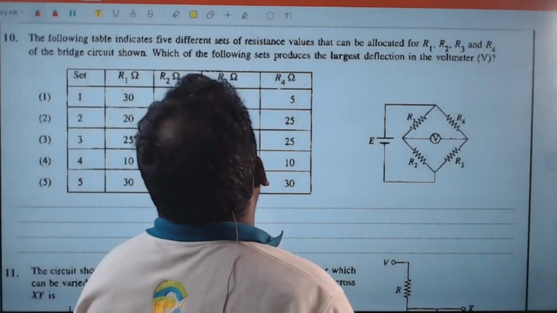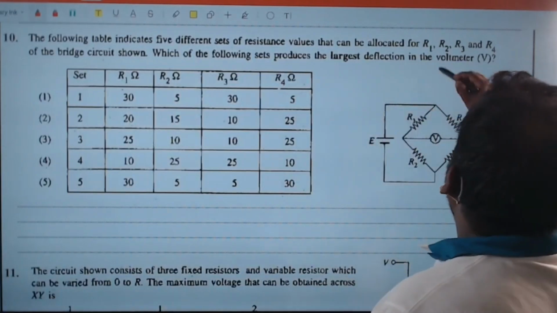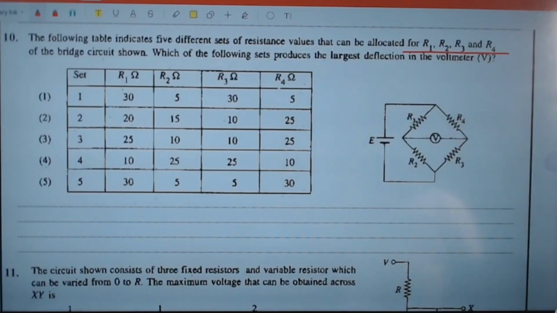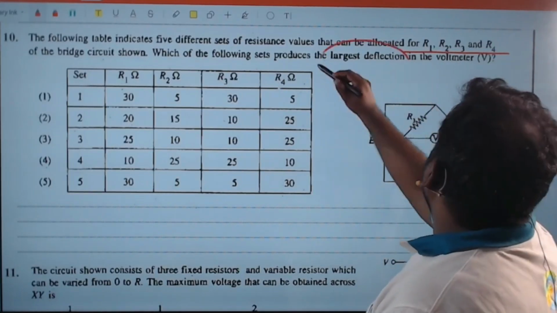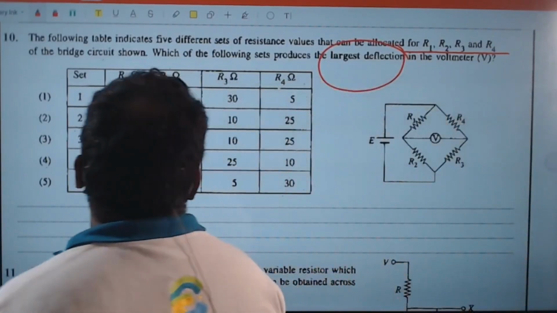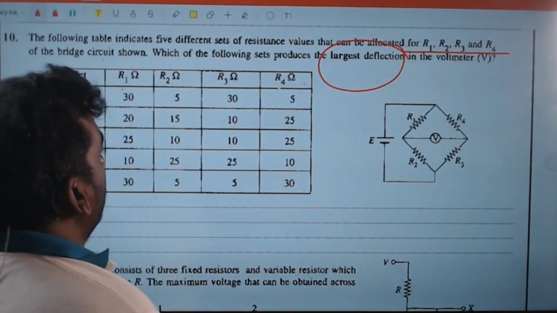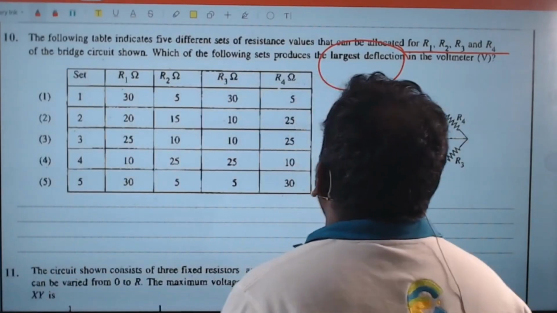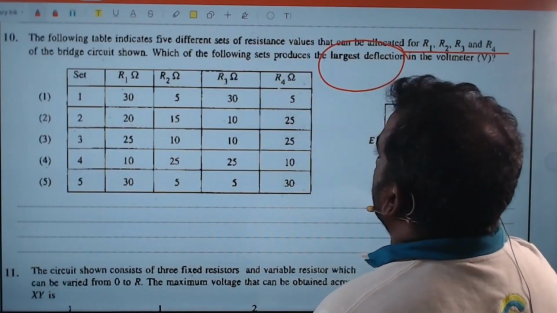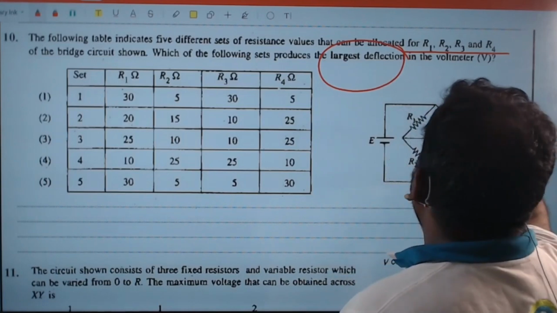The following table indicates 5 different sets of resistance values that can be allocated to R1, R2, R3, R4. Which of the following sets produces the largest deflection in the voltmeter? Largest deflection in the voltmeter means current is passing through. Let's see. R4, R3, 30 over 5 is 6.